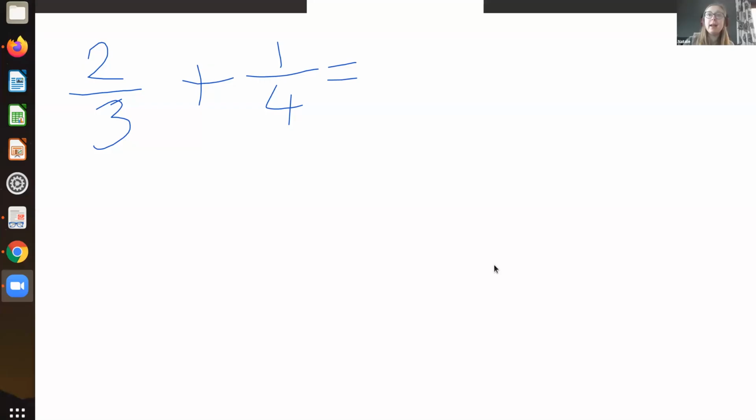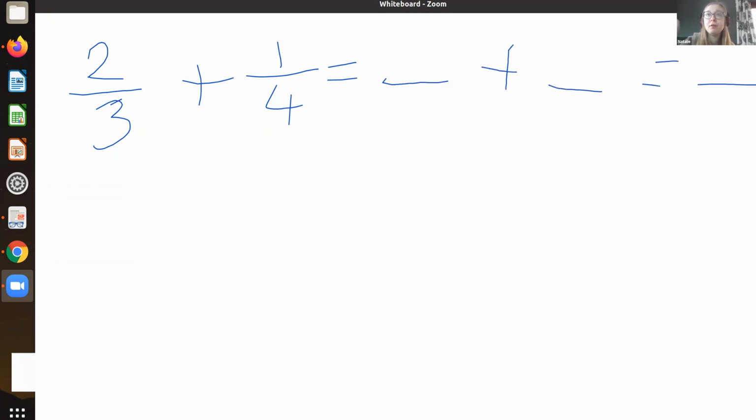So I prepared for us a sum to have a look at how we can add fractions with different denominators. We are going to add 2/3 and 1/4. Now to add fractions, they need to have the same number on the bottom. They need to have the same denominator. So all we have to do is an extra step to make sure that our fractions have the same denominator. Whenever I'm adding fractions that have different numbers on the bottom, I always write out the extra step to remind myself what we need to do.